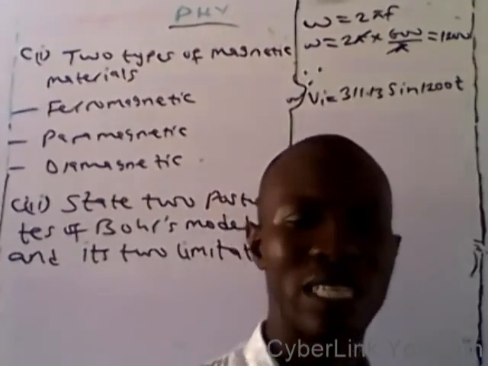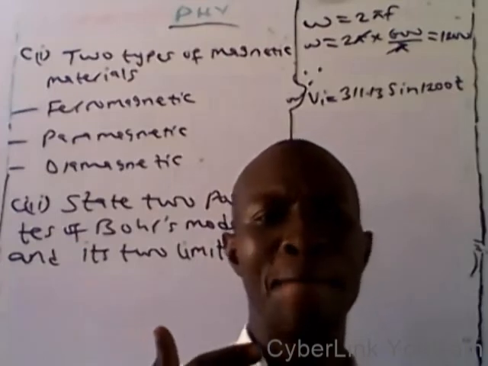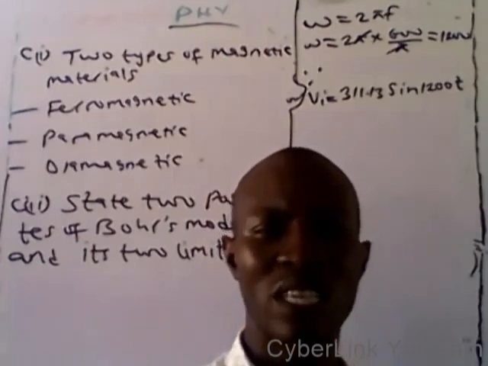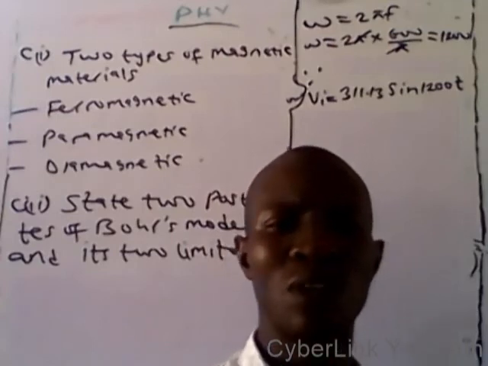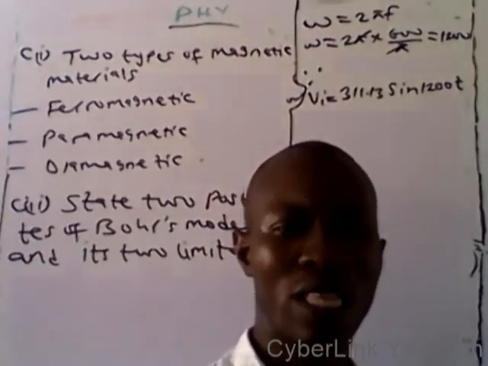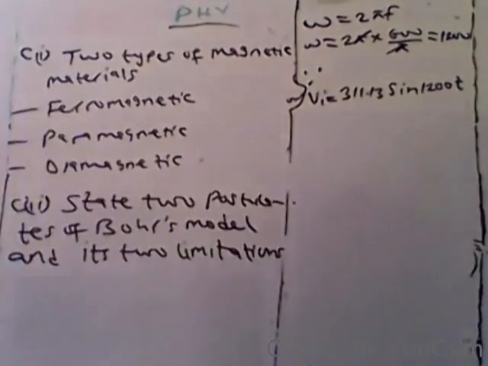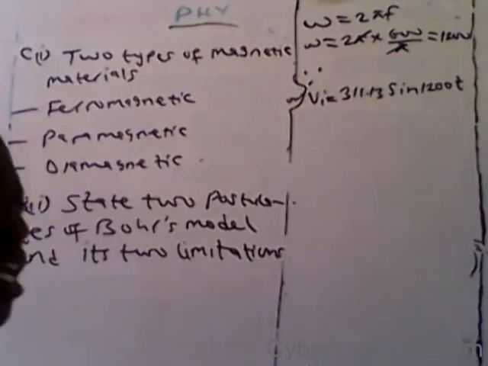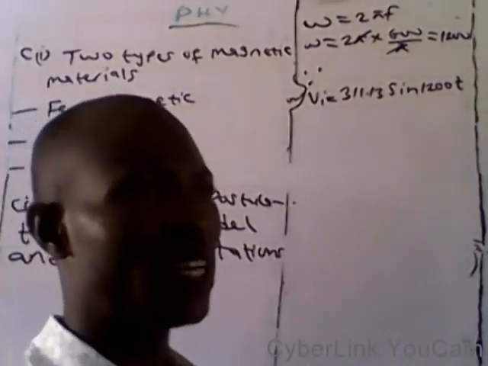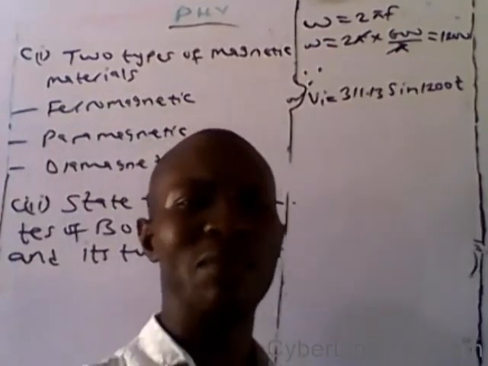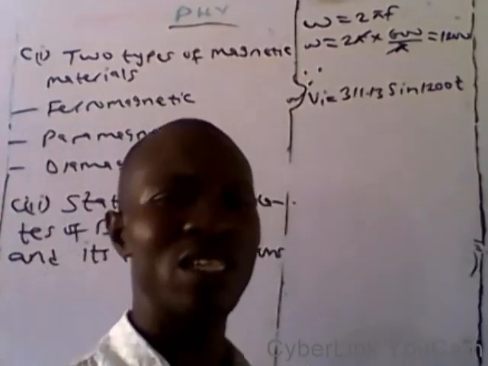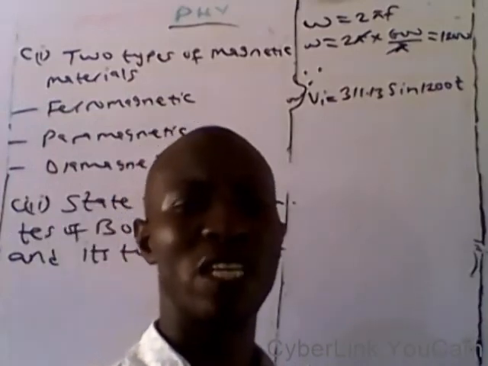The second postulate is that the angular momentum of an electron is quantized. That is, they are integral numbers. And also, the energy of electrons is quantized. So these are the postulates of Bohr. The first one, the electron revolves around the nucleus of an atom in an orbit, which he named energy level. The energy of an electron is quantized, and also the momentum of an electron is quantized.